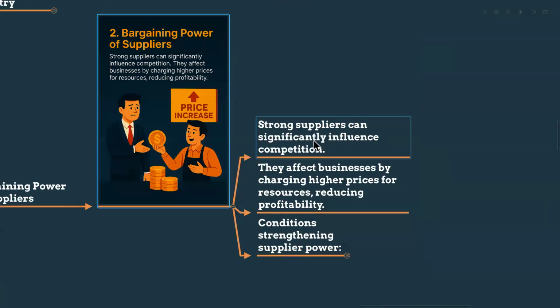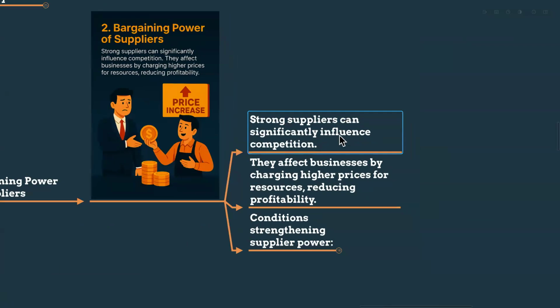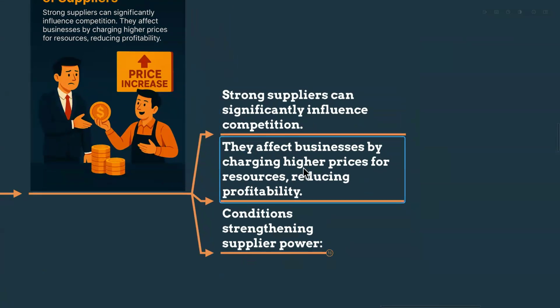So the bargaining power of suppliers. Strong suppliers can significantly influence the competition. They affect businesses by charging higher prices for the resources. So they will reduce your profitability.